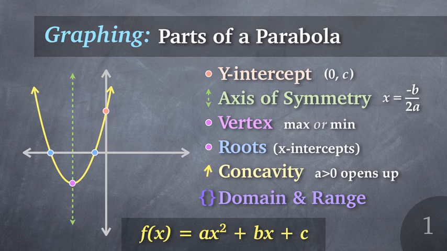And finally, domain and range. For this particular parabola, our domain is all values of x, all real numbers. And our range has a minimum value, so the low end of that would be whatever the y value for that purple dot would be on our vertex. And the upper end of that would be infinity.